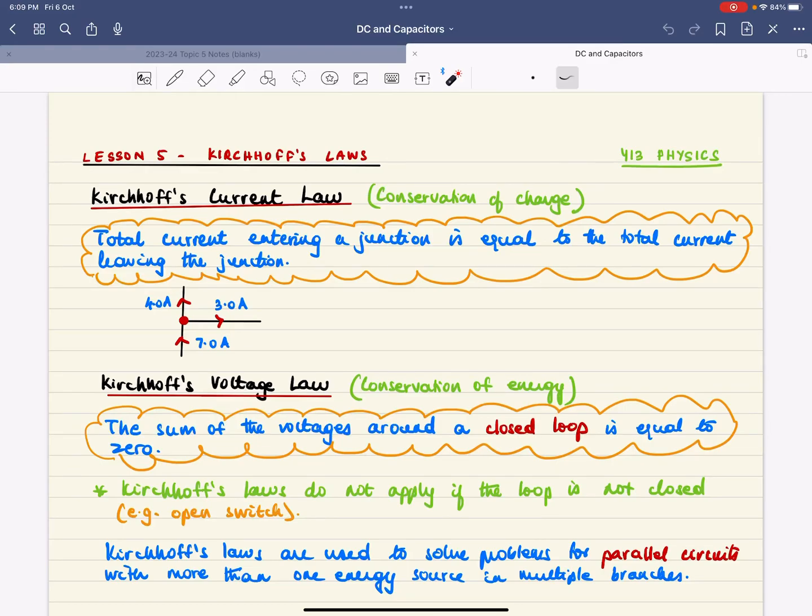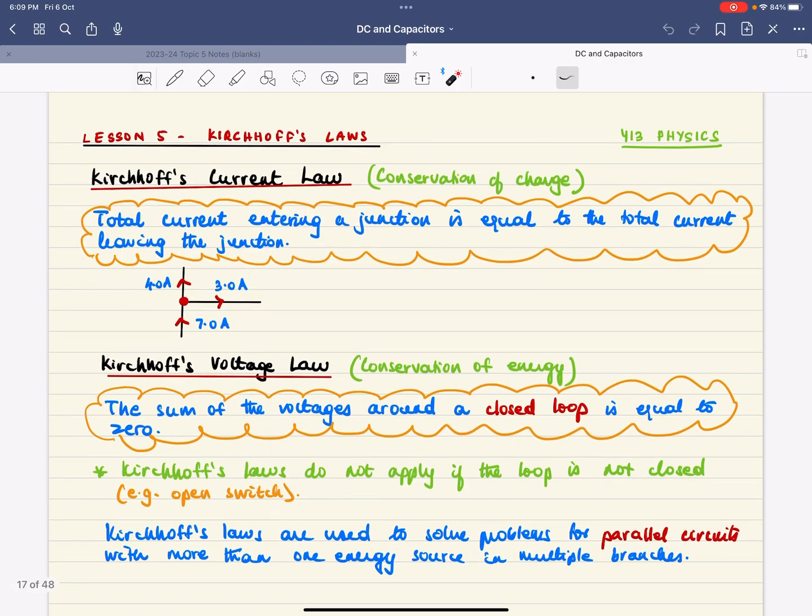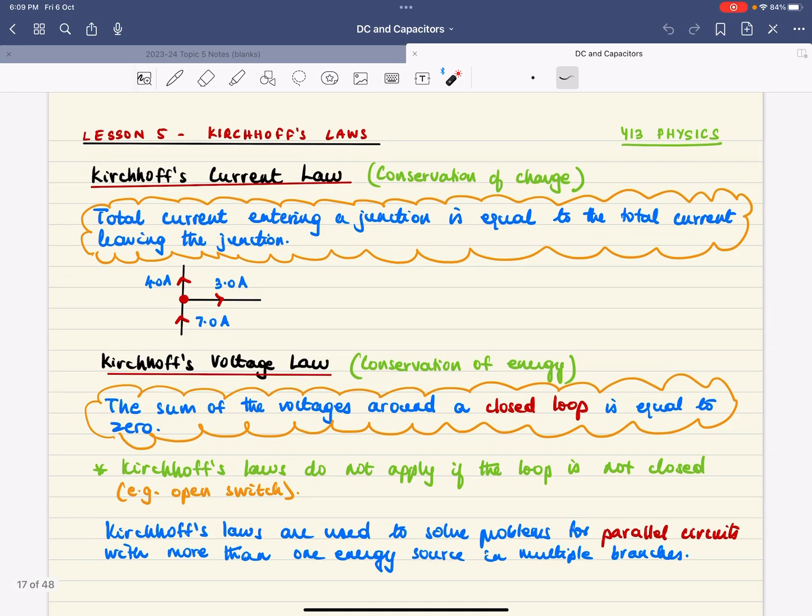Lesson 5 for Year 13 physics on Kirchhoff's laws. Now, Kirchhoff had two laws, and Kirchhoff's laws are actually used to solve problems for parallel circuits where there's more than one energy source. The two laws are actually based on conservation.